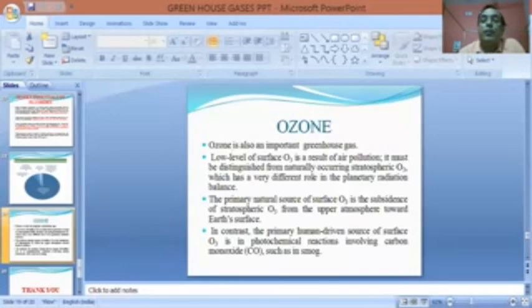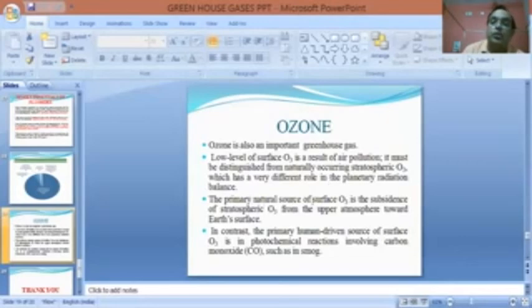Another greenhouse gas is ozone. Ozone is an important greenhouse gas, and part of this ozone in the atmosphere is caused by the subsidence of ozone from the ozone layer. You know, there is an ozone layer in the outer atmosphere, and this stratospheric ozone breaks down, or sometimes subsides into the atmosphere nearer to the earth, and it traps heat, causing global warming.